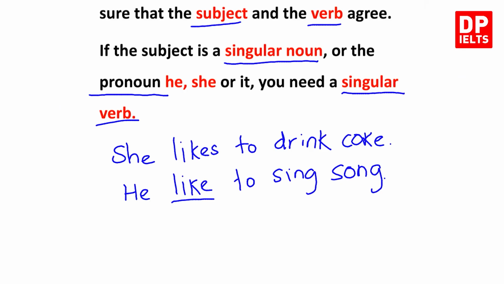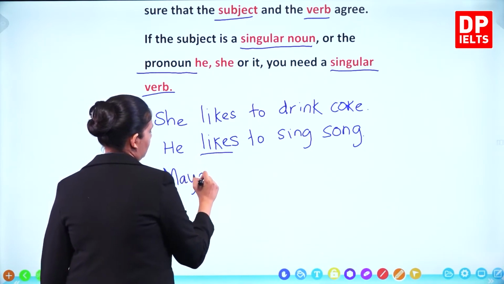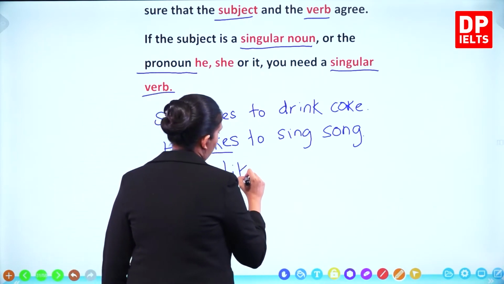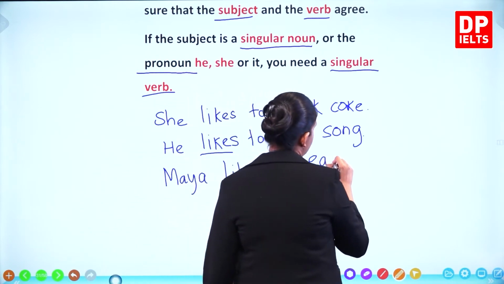Right? அதே மாதிரி he likes to sing songs. He like-ன்னு சொல்ல முடியாது. He is singular. ஸோ அதுக்கு அடுத்ததாக வர வேர்பும் சிங்குலர் வேர்பாக இருக்கணும். He likes to sing songs. Maya likes to eat pizza.